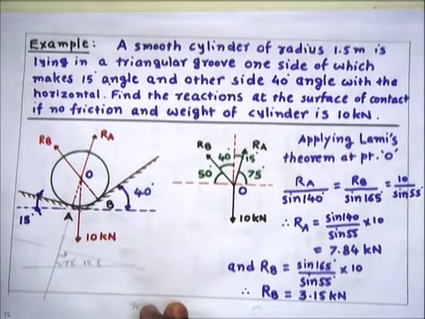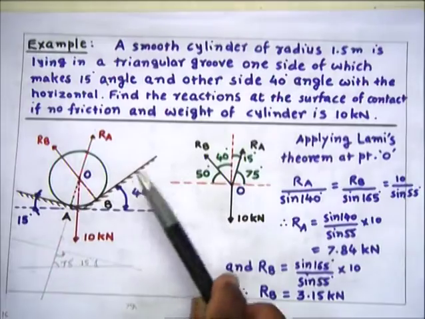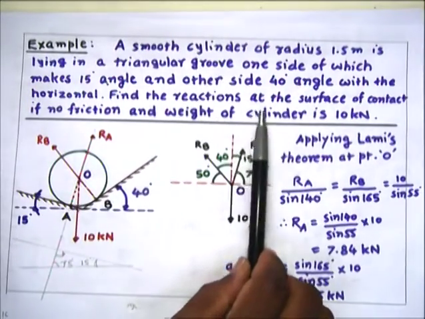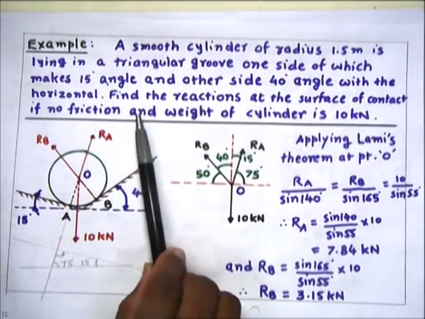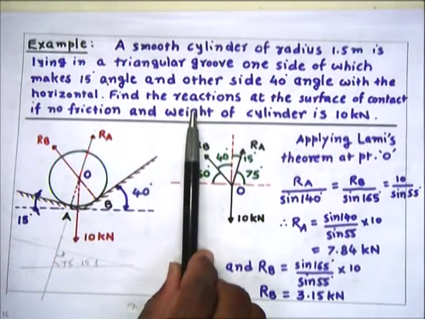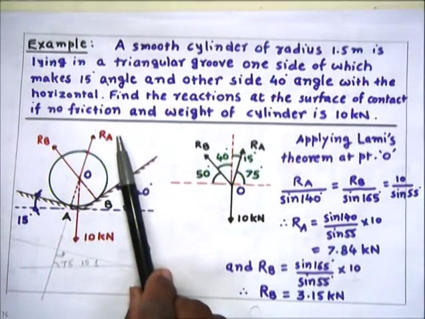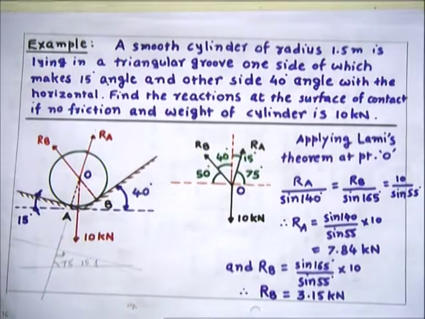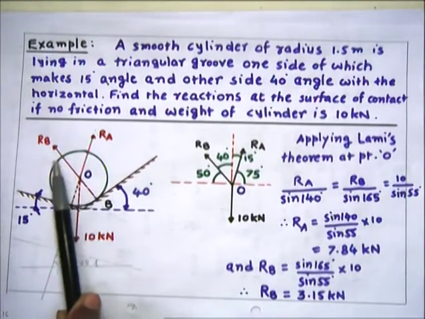Here in this problem, a smooth cylinder of radius 1.5 meter is lying in a triangular groove, one side of which makes 15 degree angle and the other side 40 degree angle with the horizontal. Find the reactions at the surface of contact if no friction and weight of cylinder is 10 kilonewton. So here this cylinder is resting in the groove.